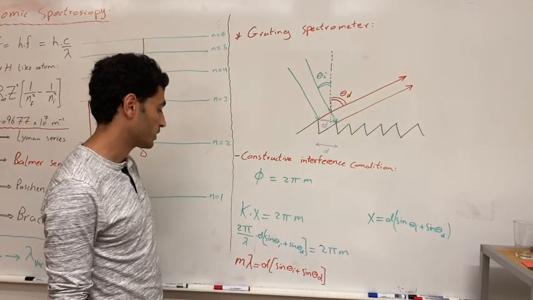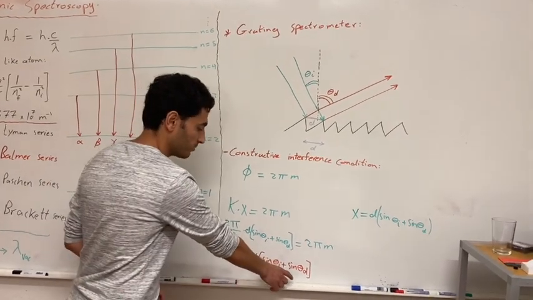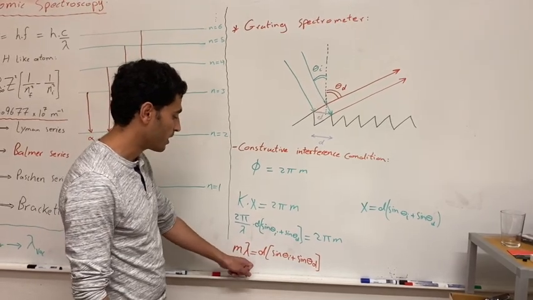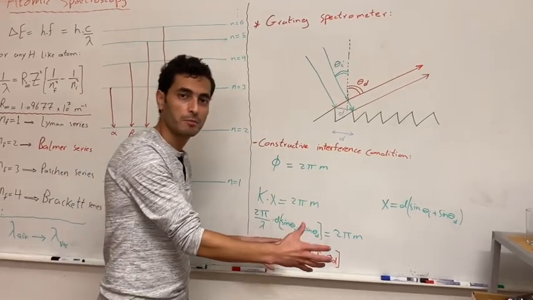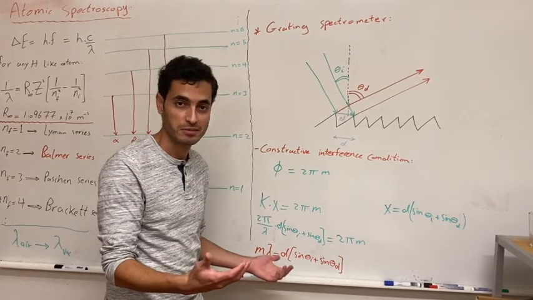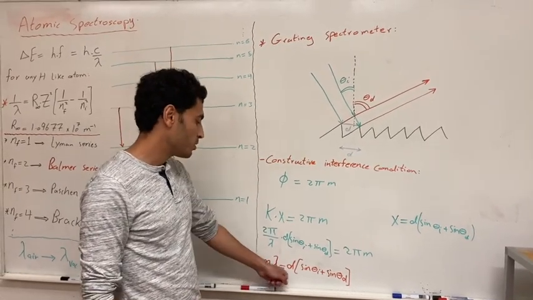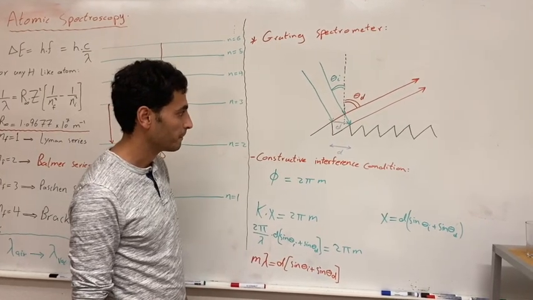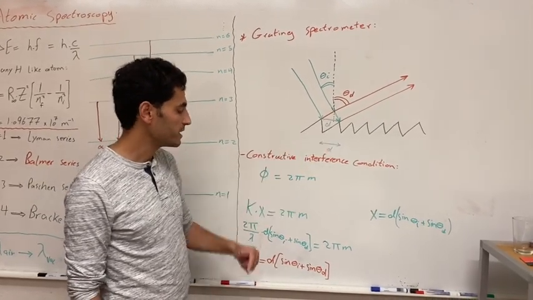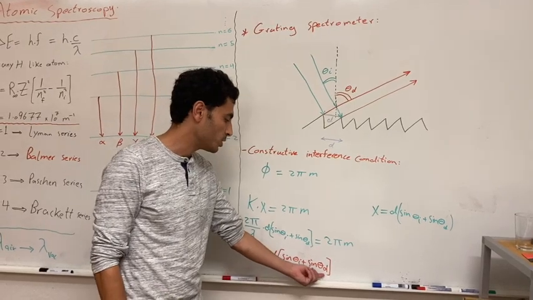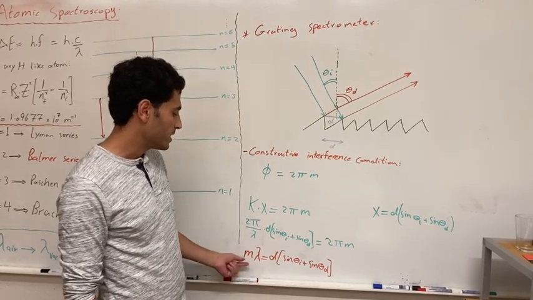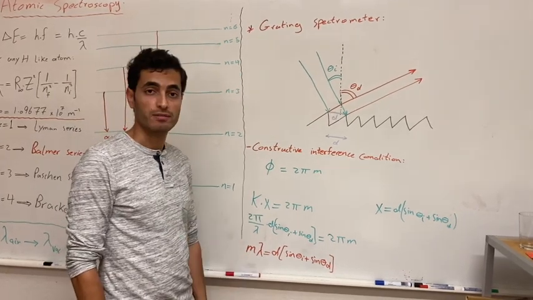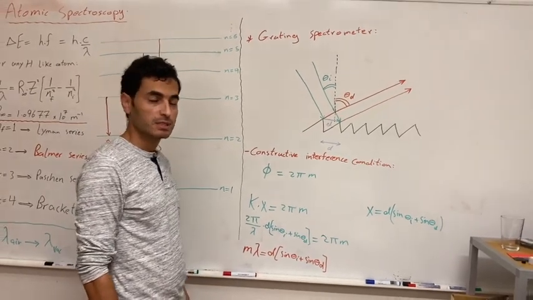If you know the incident angle, for example, and the diffracted angle, you can figure out the rest of the parameters. Here we know d, the spacing between the slits. We know the incident angle, we know the diffracted angle, and from that the software will figure out what the different wavelengths are. See you soon.